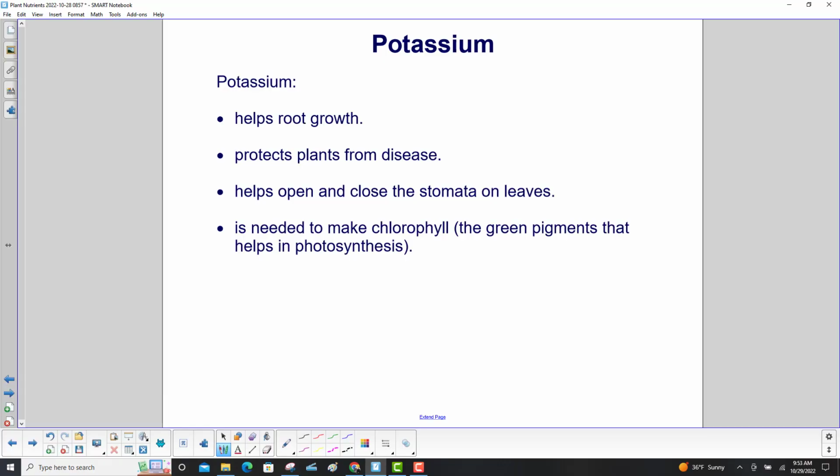Potassium helps root growth, it protects plants from disease, it helps open and close the stomata on leaves, and is needed to make chlorophyll. Chlorophyll are the green pigments that help in photosynthesis.